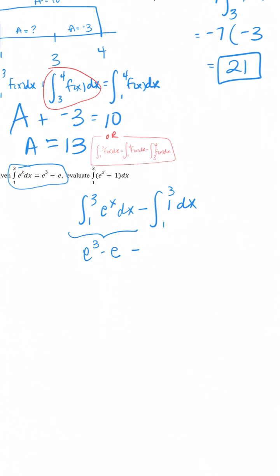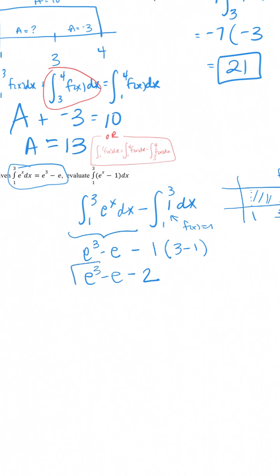Over on the right-hand side, this is telling me f of x is equal to 1. So that looks like this. I can always draw it if I'm not really sure what's happening, especially here at the beginning. From 1 to 3, oh right, it's just a rectangle. And so the rectangle here is going to have a height of 1, and then 3 minus 1 for the width. And so the answer is e cubed minus e minus 2. And then that's all I got to do. Let's turn the page.